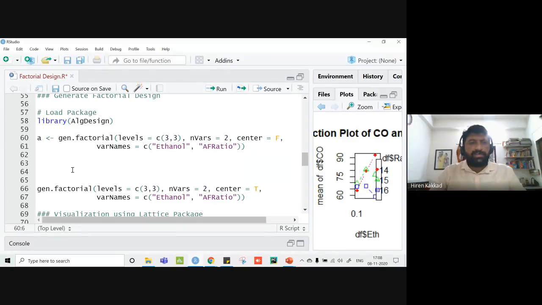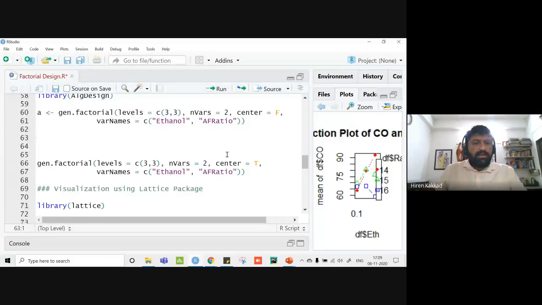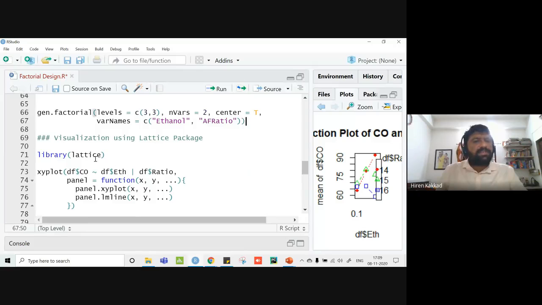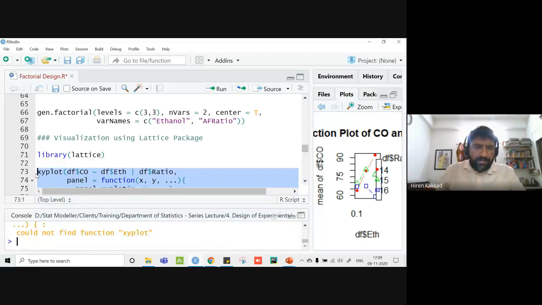So I saved it into an object A, and then I can export it to a CSV file or a text file. Right now, that is what we just saw, and then we can also use the lattice package to make a chart. So let me show you quickly that.